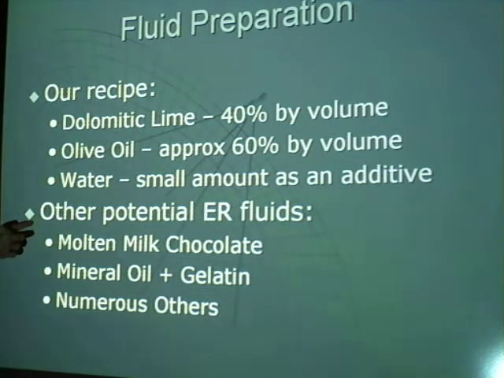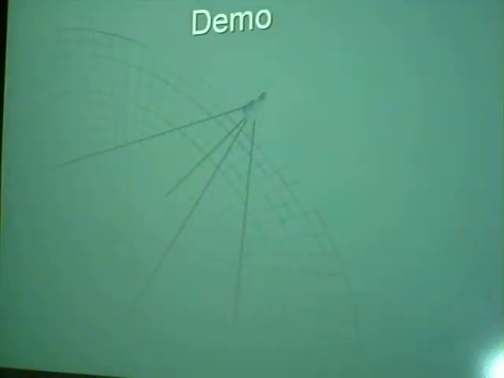Some other potential ER fluids that could be made from common household items include just plain molten milk chocolate, mineral oil, and gelatin, and there are numerous others that can be found in literature. Now we're going to go into our demo.